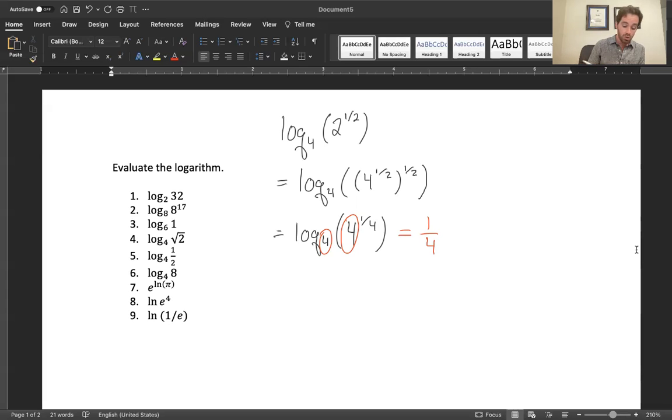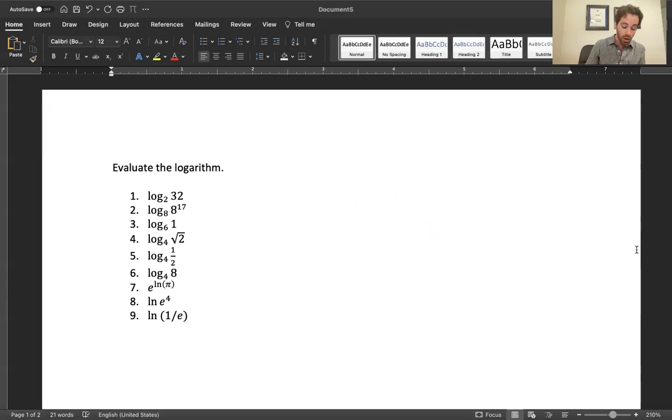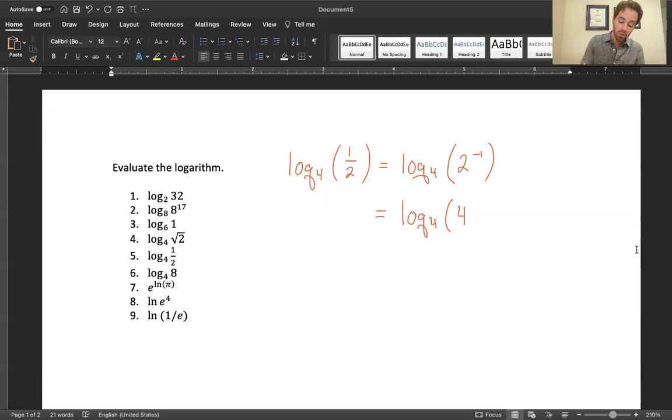All right, that brings us to number 5. Log base 4 of 1/2. Very similar with this. So I'm going to write this first as log base 4 of 2 to the -1. And just like before, this will be log base 4 of 4 to the 1/2 to the -1.